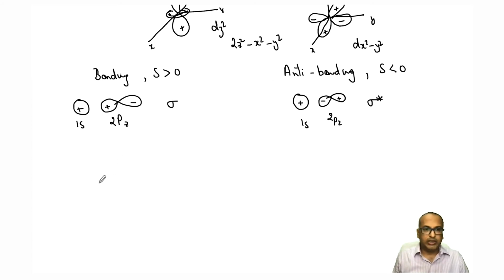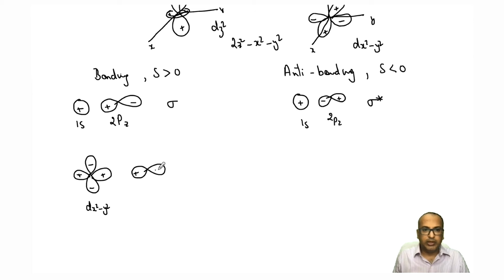Okay. So now let's also see, let's say, if you have dx square minus y square and 2px. So dx square minus y square will look like this, where we have the positive side that is x and the negative side that is y. So this is dx square minus y square, and you have 2px.